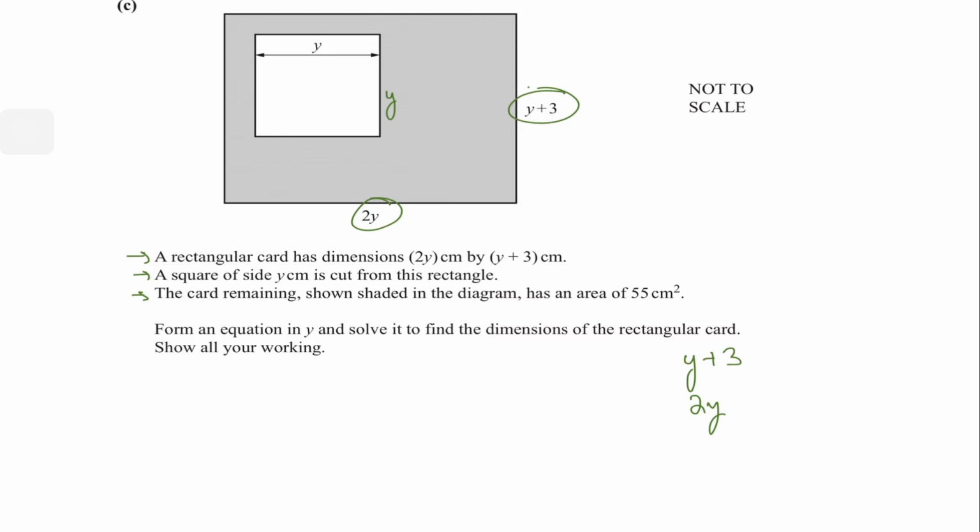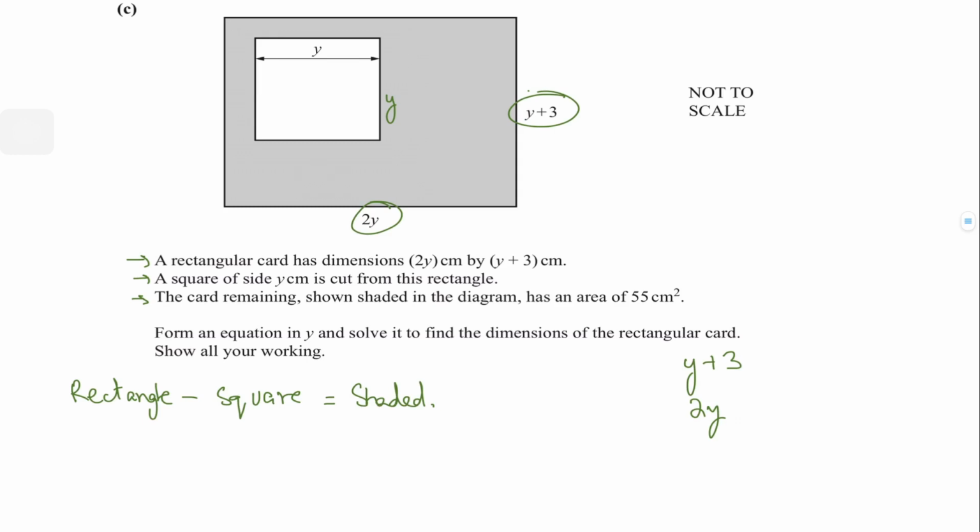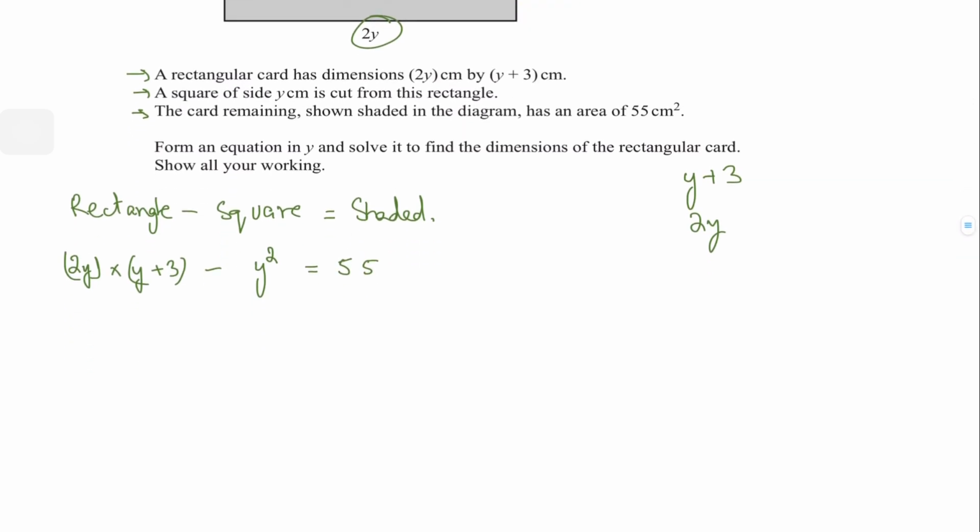So theoretically, we'll have to take the area of the rectangle, and from it we'll have to subtract the area of the square, and that's going to give us the shaded area. If I want to find the area of the rectangle, I'll simply multiply the length by the width. So 2y multiplied by y plus 3, and from it I'll subtract the area of the square, which is simply going to be y squared, and that's going to give me the shaded area, which according to the question is equal to 55. Alright, now let's simplify this.